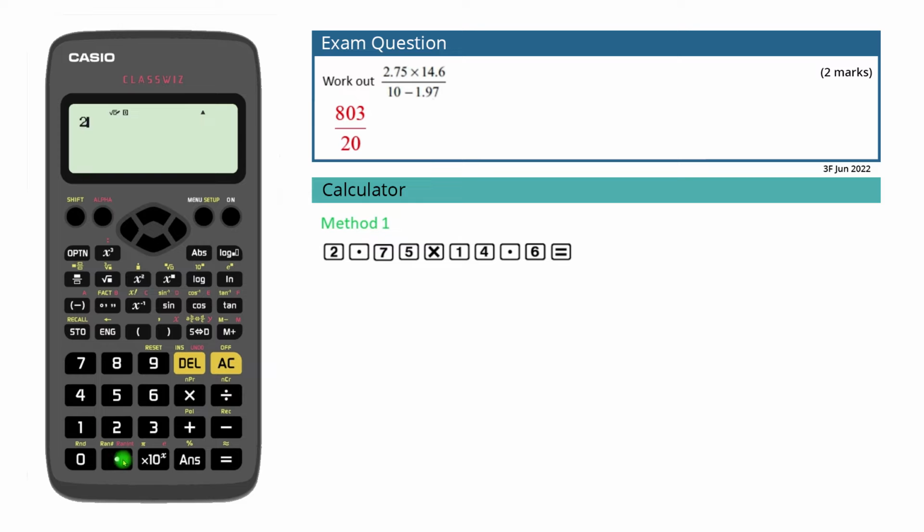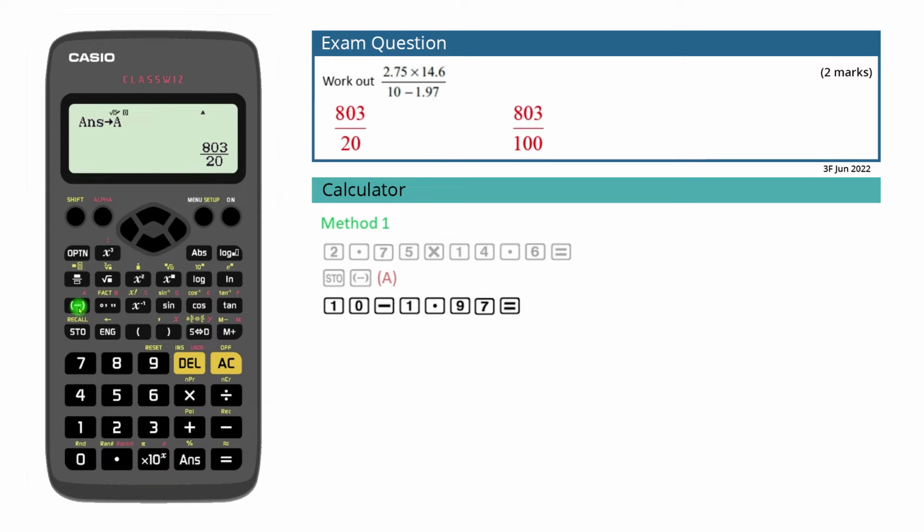Enter 2.75 times 14.6 and press equals. Write the value of 803 over 20 for the numerator on your question paper. You will need this later, so store it by pressing Store and the letter A, which keeps it in its memory slot A. You do not need to press the alpha key.